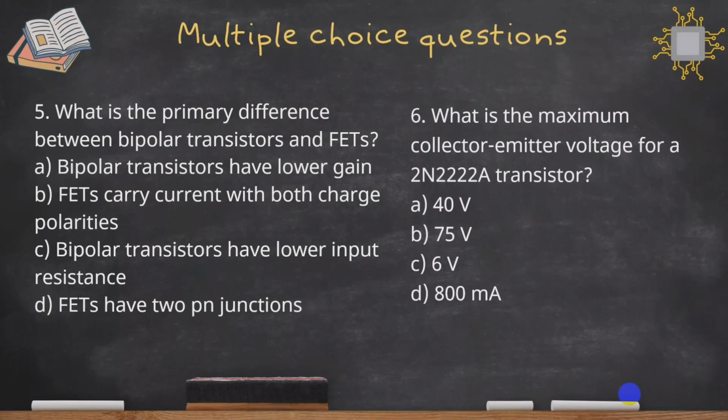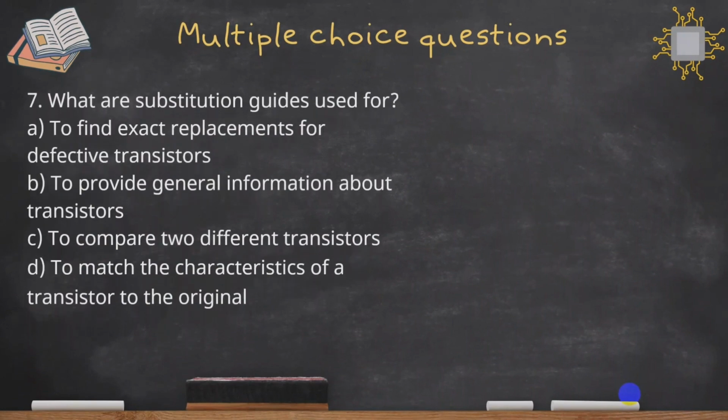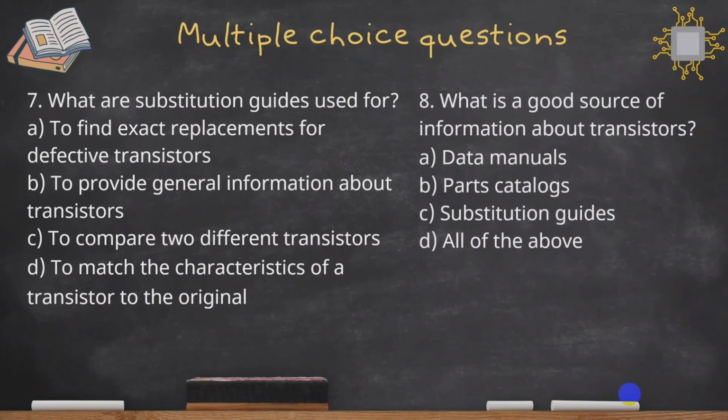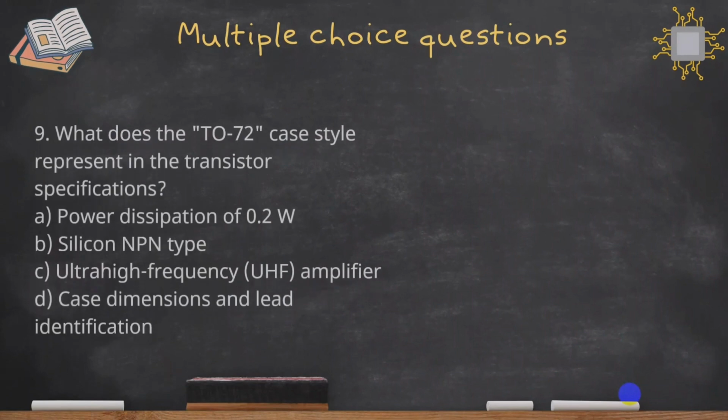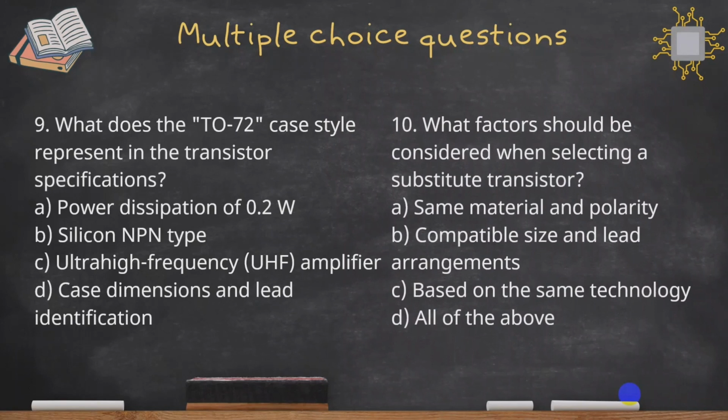Question 6. What is the maximum collector-emitter voltage for a 2N2222A transistor? Question 7. What are substitution guides used for? Question 8. What is a good source of information about transistors? Question 9. What does the TO72K style represent in the transistor specifications? Question 10. What factors should be considered when selecting a substitute transistor?